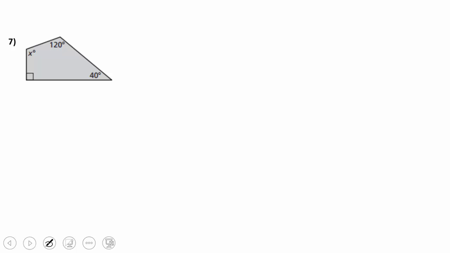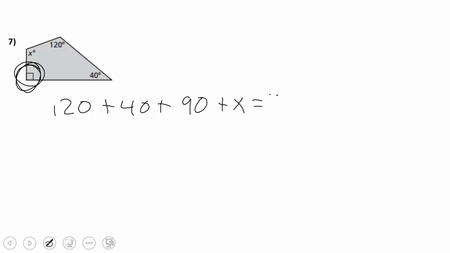Here we have a quadrilateral. I don't see any congruent sides. I don't see anything parallel. There is nothing there that says it's anything more than just a plain old quadrilateral. No special quadrilateral here. Adding together the angles, we have 120 plus 40 plus, remember, this angle right here that has that box in it doesn't give us a number, but we know what that means. That's a 90-degree angle. Plus x is equal again to 360.